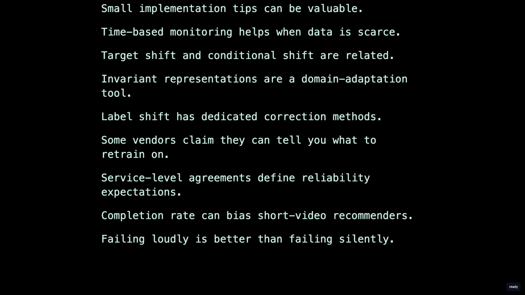That title captures a useful engineering principle. If a detector is going to miss something, it is better for the failure to be visible and understandable than to let the problem hide inside the system.